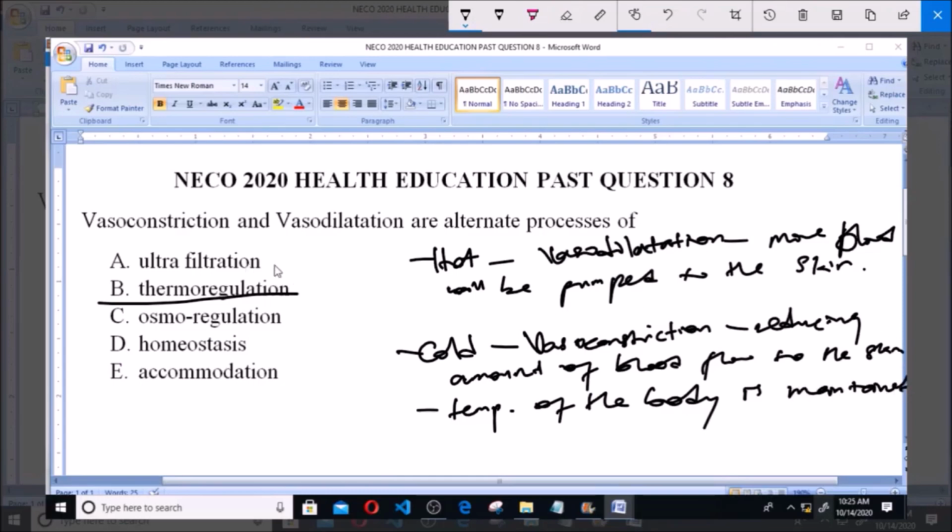Now, ultrafiltration here is done by the kidney. Ultrafiltration is the filtration of substances present in the blood when it flows to the kidney in order to produce urine. Osmoregulation, that is the regulation of water balance, is also a function of the kidney.